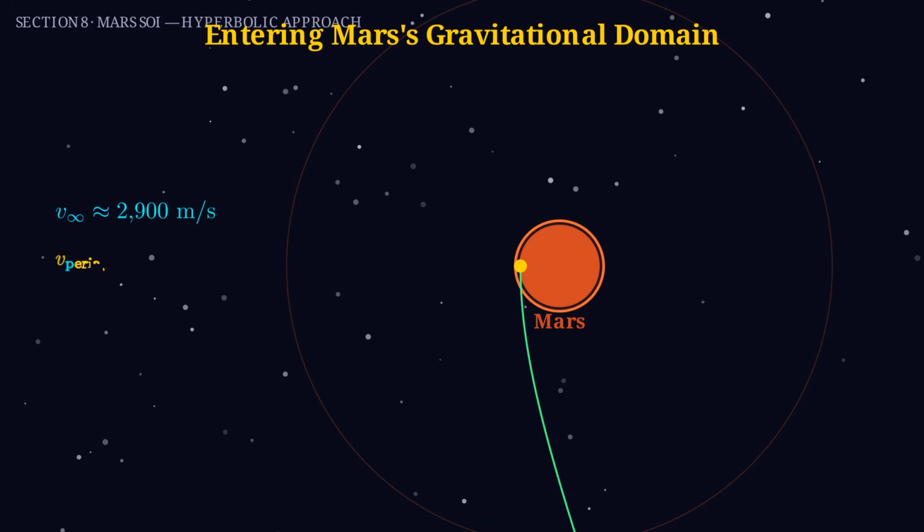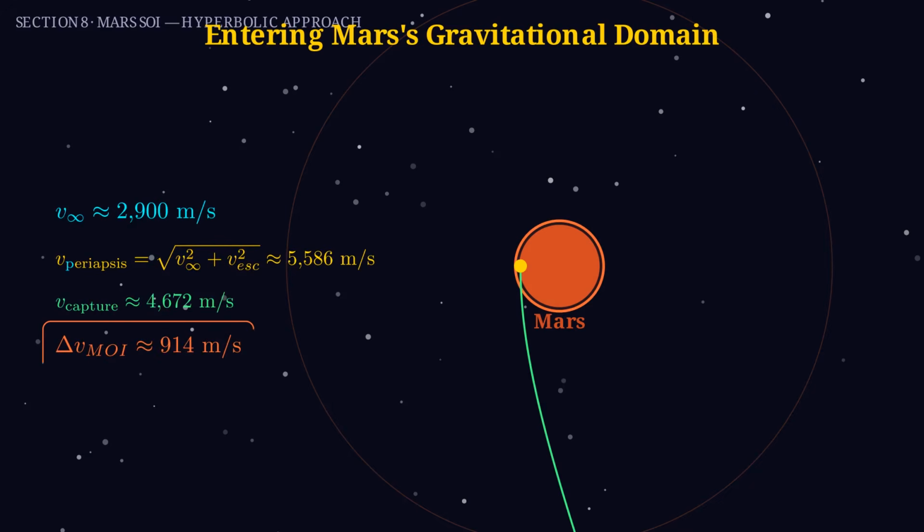As the spacecraft falls toward Mars, it accelerates. At periapsis, 365 kilometers above the surface, Vis-Viva gives us the speed. The square root of V infinity squared plus the escape velocity squared. Approximately 5,586 meters per second. The required capture orbit speed at that altitude is 4,672 meters per second. Therefore, the MOI burn must reduce velocity by approximately 914 meters per second. This is the most critical moment of the entire mission.